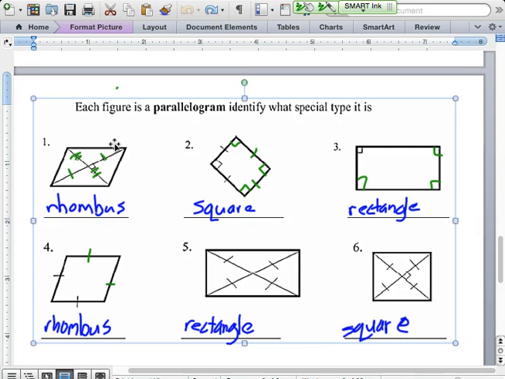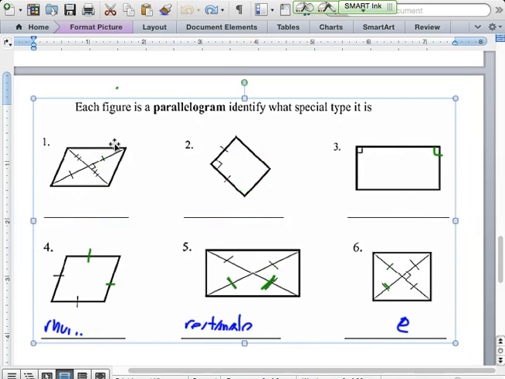Number 5, this is a rectangle because all of your diagonals are the same. You got one tick mark on each, so you know that the diagonals are the same, but they don't make a perpendicular intersection. So you don't have a square, you've got a rectangle. And then the last one, now you've got all four the same, and you've got a perpendicular, so that tells us that one is a square.